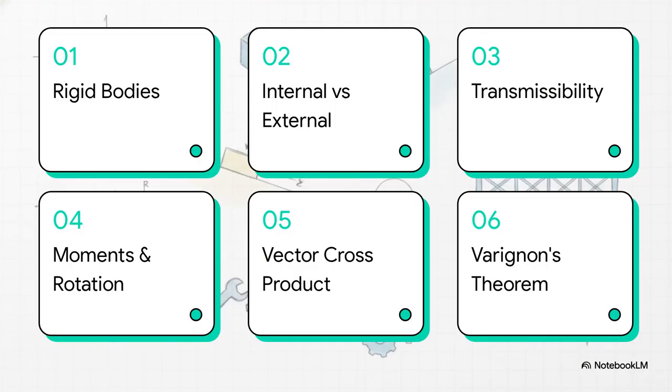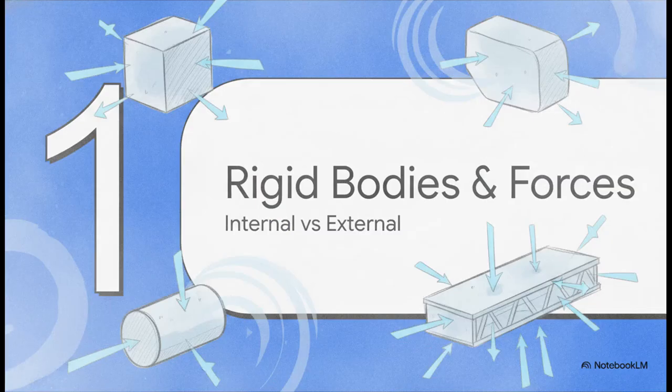So here is our roadmap for today. 1. Intro to rigid bodies. 2. Internal versus external forces. 3. Moving forces, transmissibility. 4. Moments, tendency to rotate. 5. The vector cross product. And finally, 6. Varignon's theorem. Let's kick things off with sections 1 and 2. Rigid bodies and forces, focusing on internal versus external.